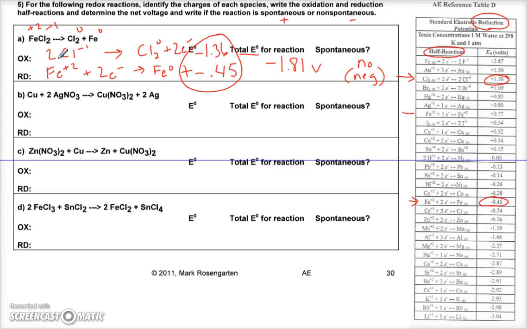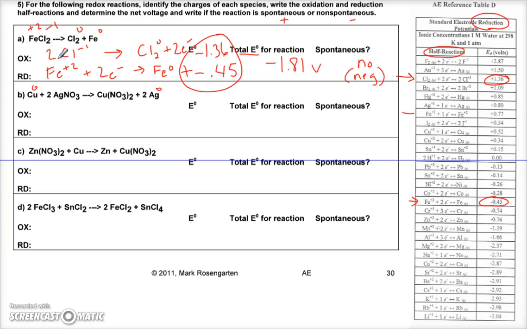You will not get electricity to flow from this particular combination of chemicals. Let's take a look at part B. Let's start by assigning oxidation numbers all the way across the top. So we've got 0 for the copper and 0 for the silver.